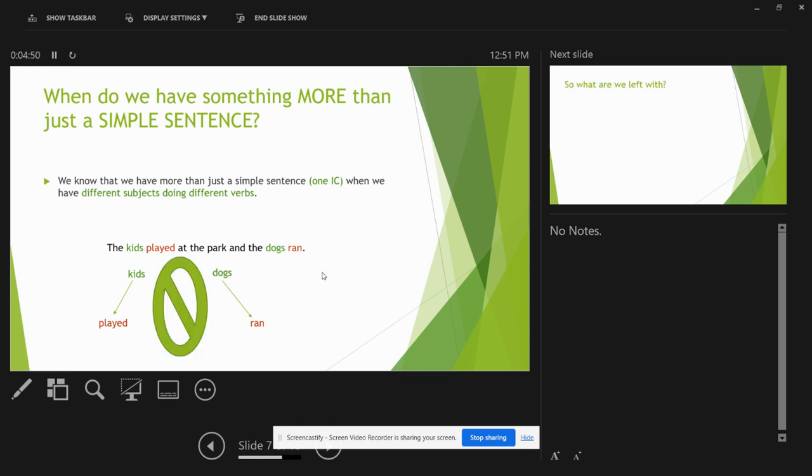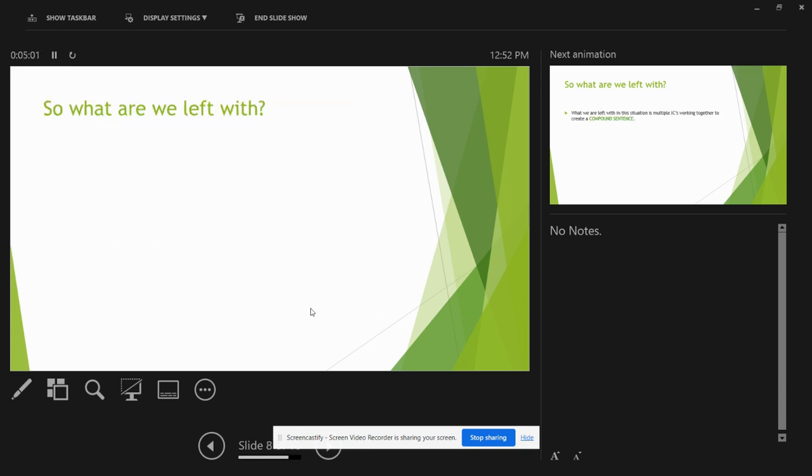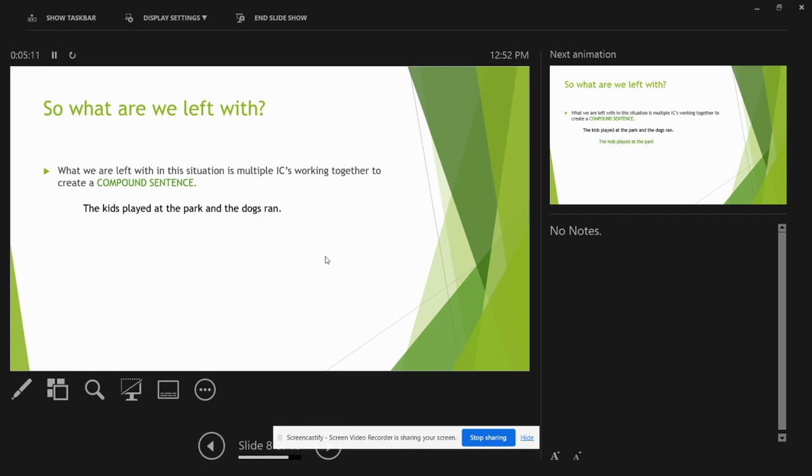This time, what we have instead of the kids and the dogs both doing all of the verbs, they're each only doing one. The kids played, dogs ran. Okay, so what are we left with? What we're left with in this situation is multiple independent clauses, in this case two, working together to create what's called a compound sentence. The kids played at the park and the dogs ran.